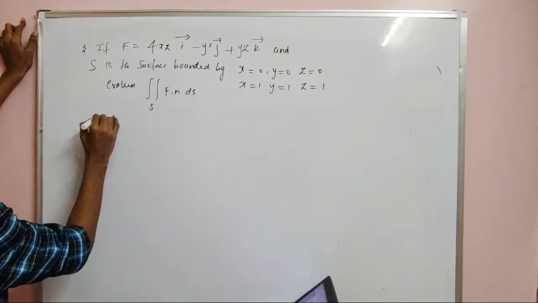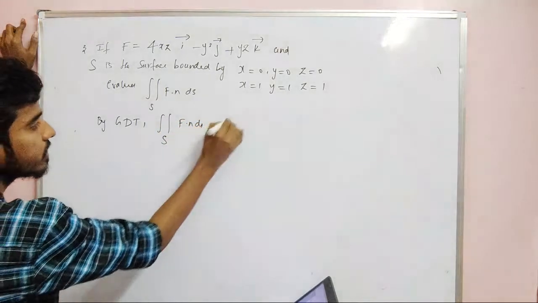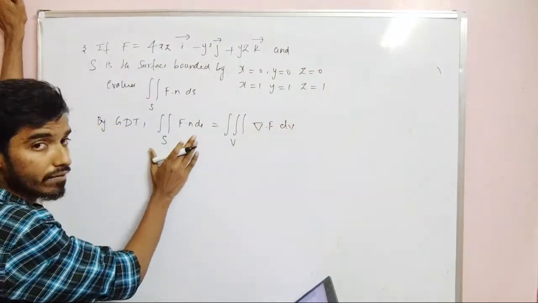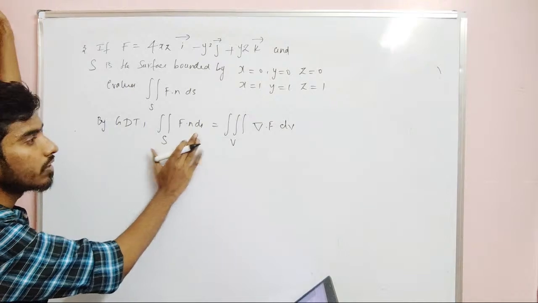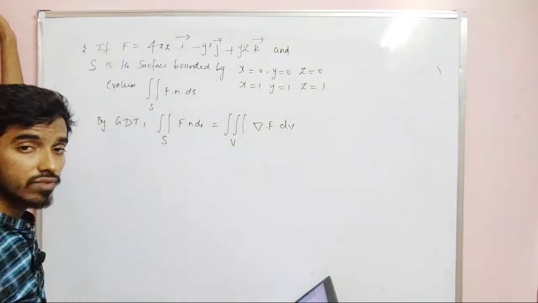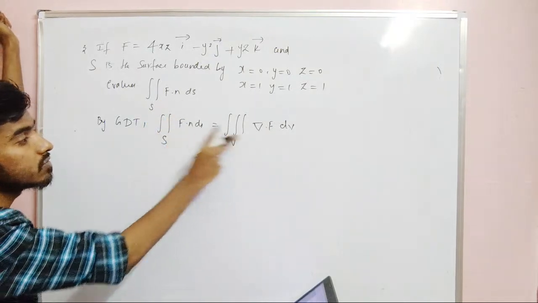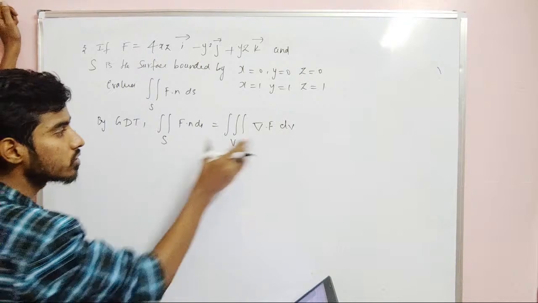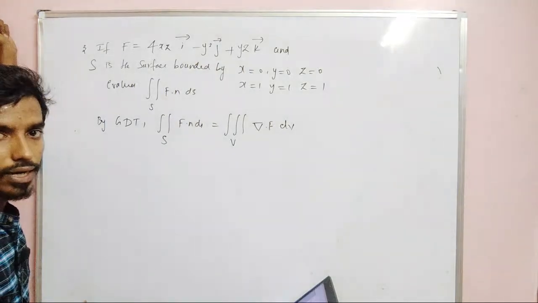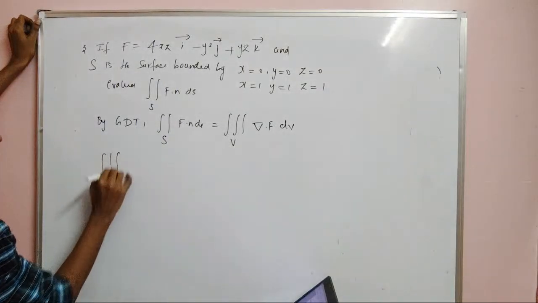So in order to evaluate this, by Gauss divergence theorem, double integral over S f dot n ds is the same as triple integral over V del dot f dv. Evaluating the surface integral will take much more time when compared to the volume integral. So you don't need to find all the 6 faces and add them up. We only need to find triple integral over V del dot f dv. So what is triple integral over V del dot f dv?